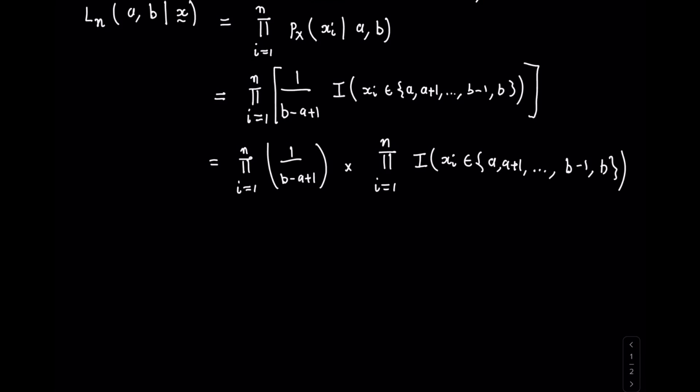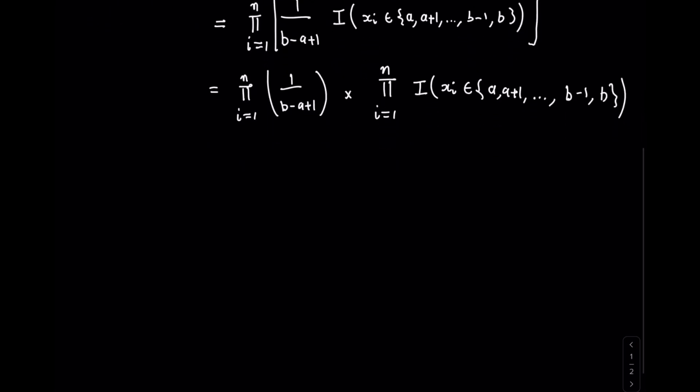So far, so good. With the first term, I'm going to note that although there is no i index within this product, we still have to multiply this number by itself n times by virtue of the product from i equals 1 to n at the front. So in short, this just becomes 1 over b minus a plus 1, all to the power of n.